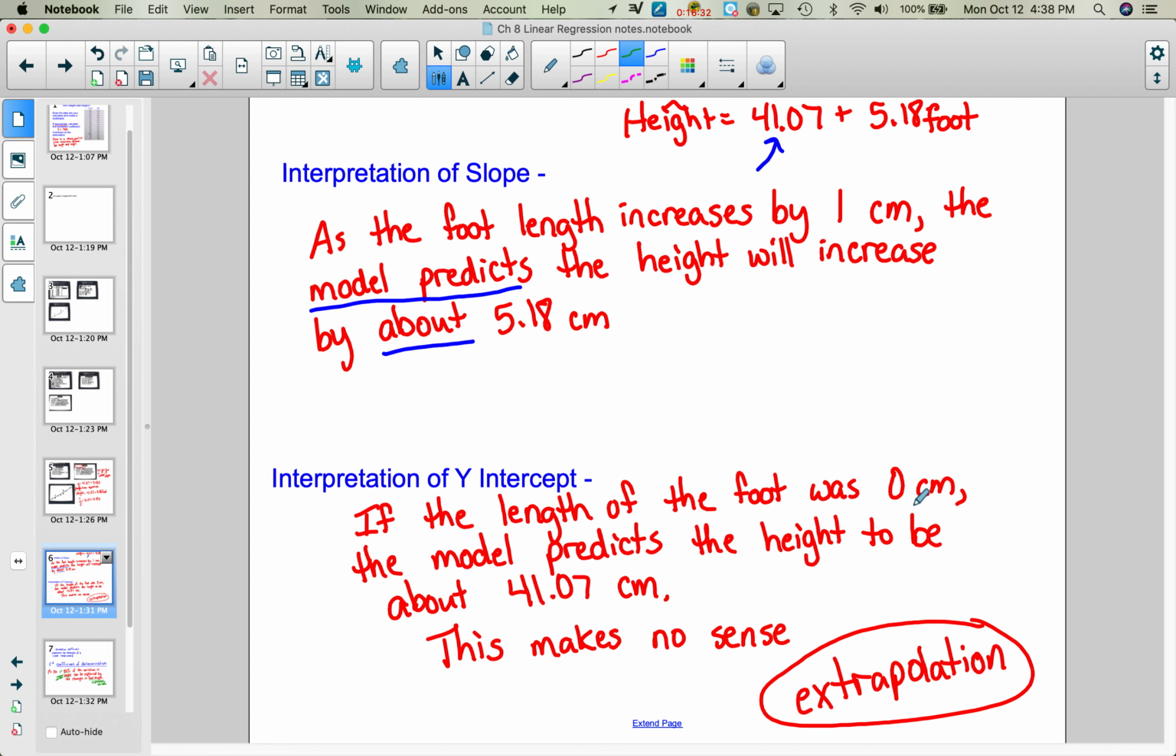Same thing with slope and y-intercept. If you think of this as a model of how you always interpret the slope of a regression equation and how you always interpret the y-intercept of a regression equation, you'll be good.